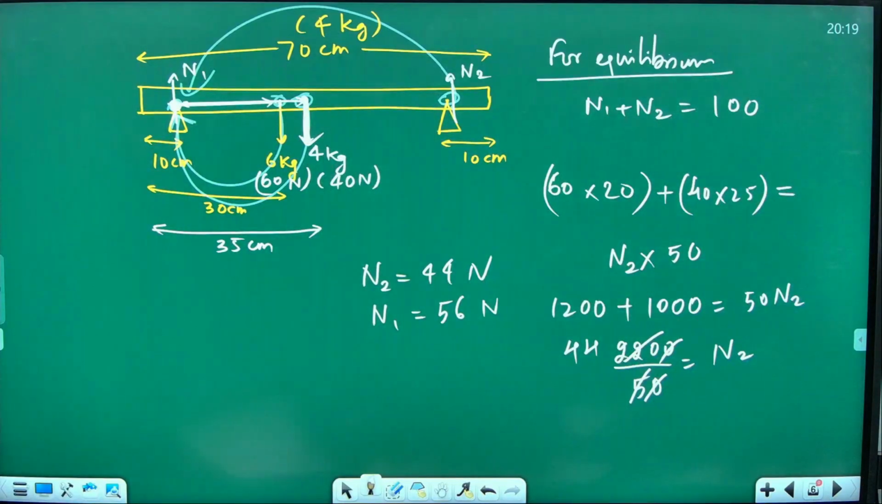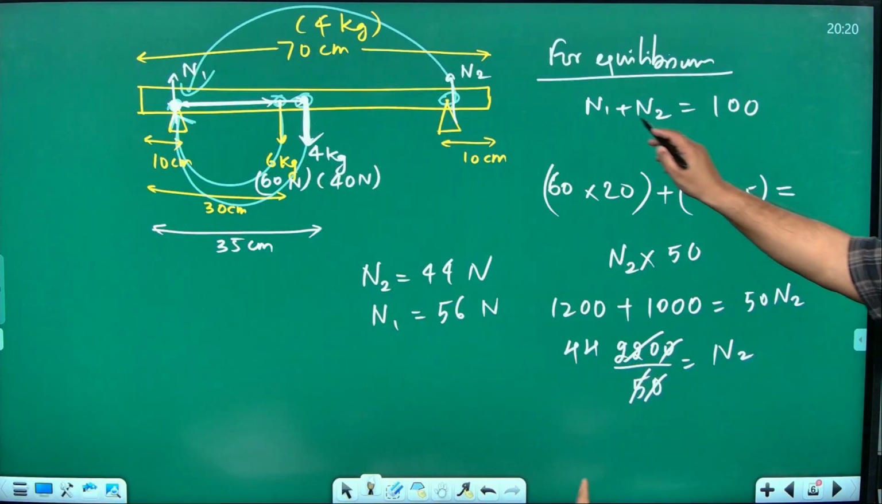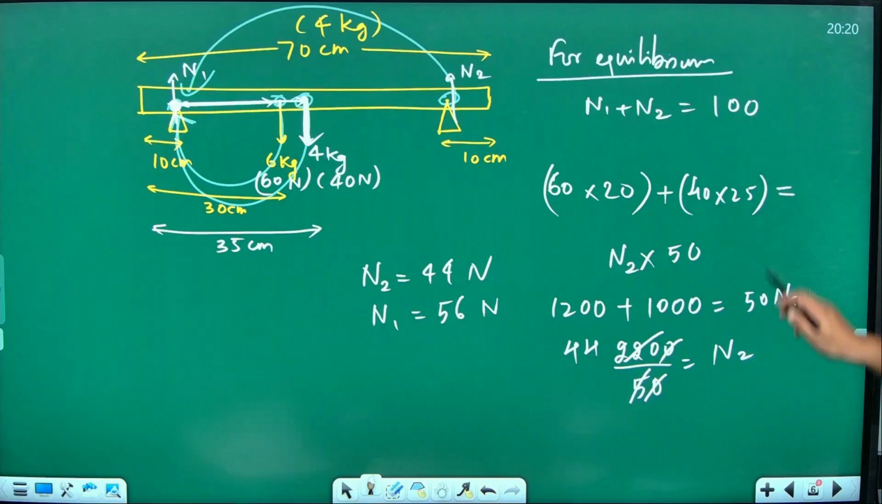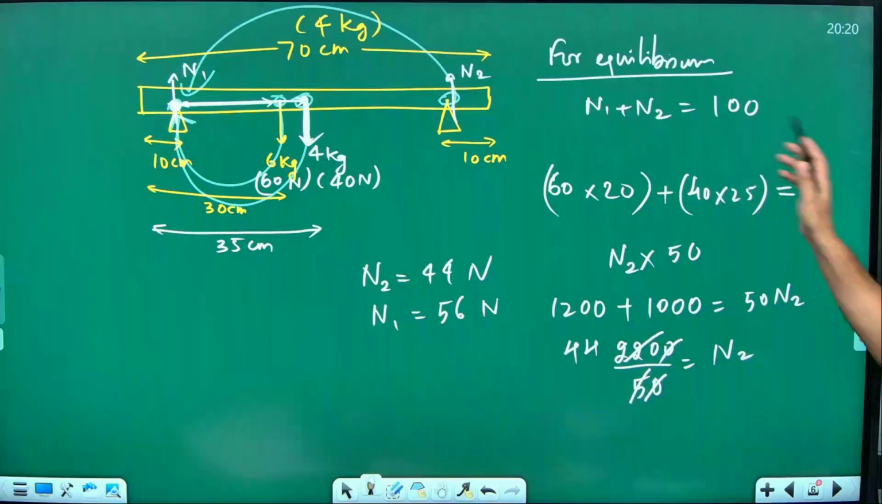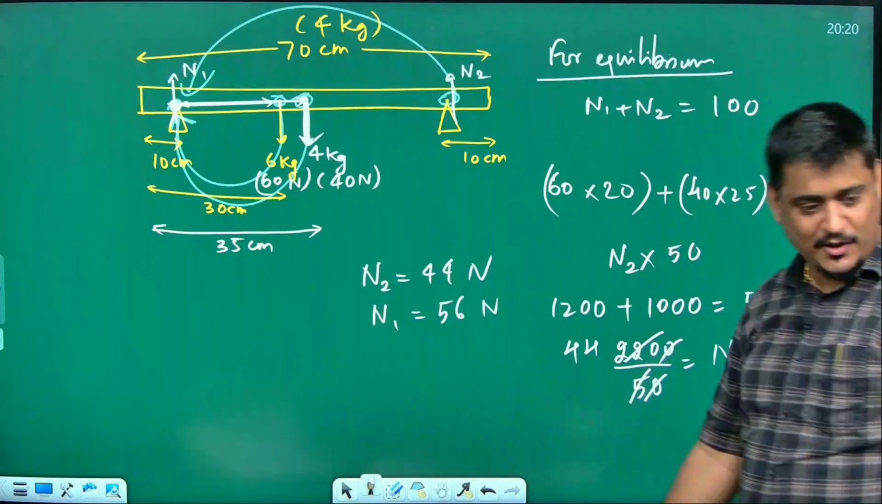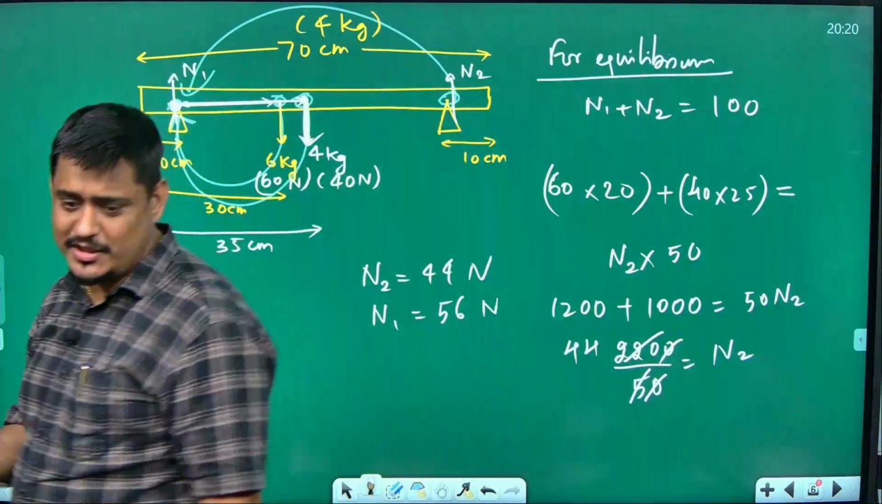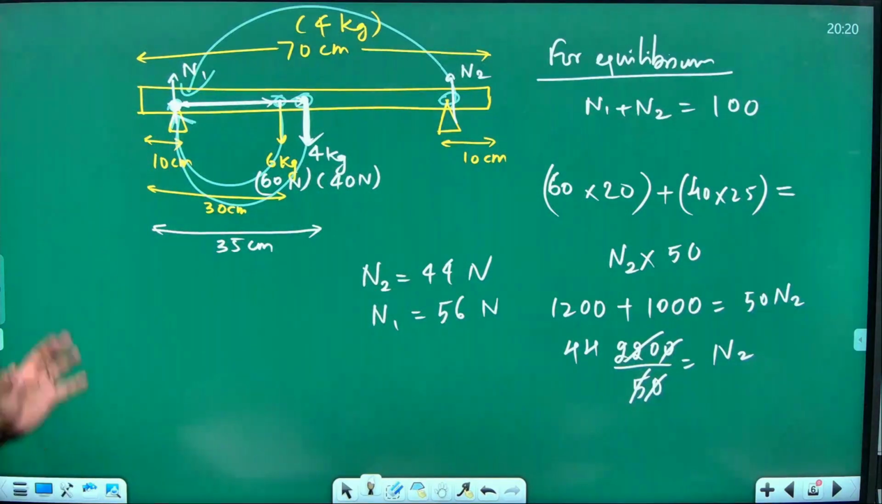How? N1 plus N2 is 100. N2 you found 44. 100 minus 44 is 56, if I am right. Got it? Is that your understanding? This is rotational mechanics, simple thing.